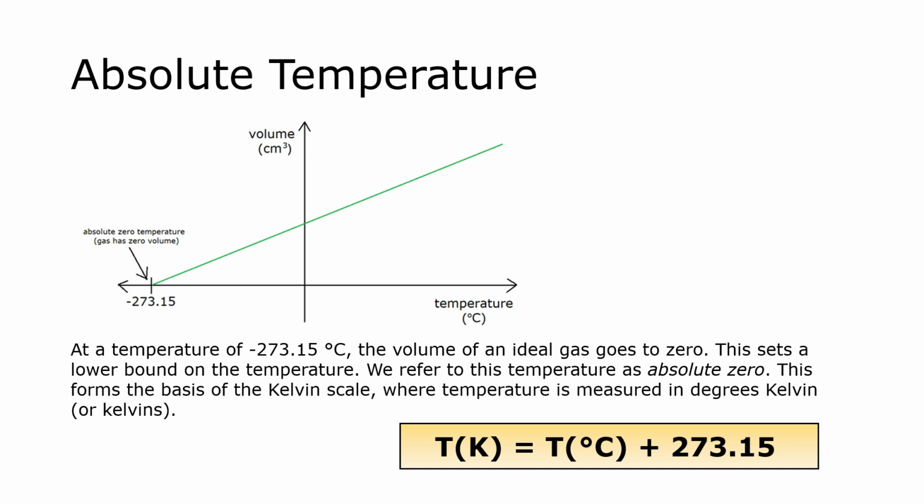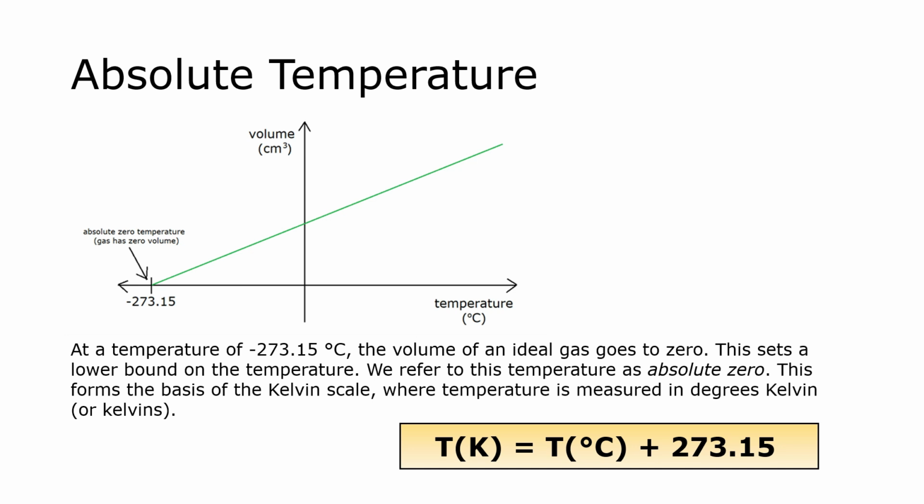So it was experimentally determined that when you get to a temperature of negative 273.15 degrees Celsius, the volume of an ideal gas effectively becomes zero. So for all intents and purposes, this is impossible. So this sets a lower bound on the temperature.